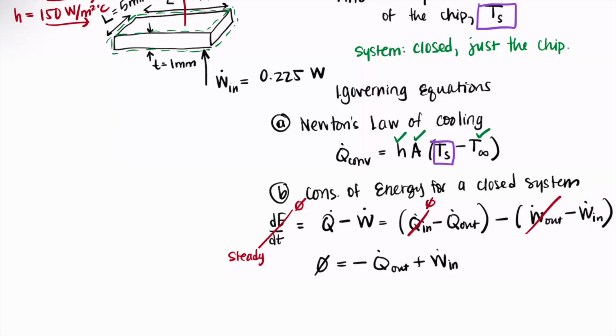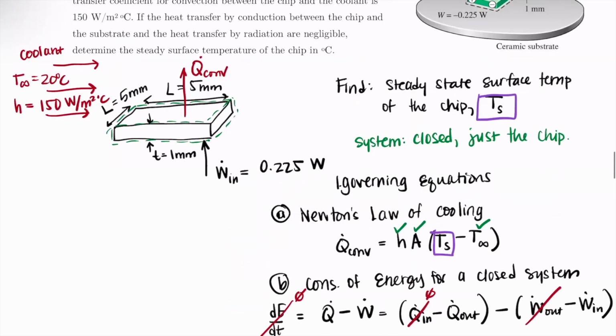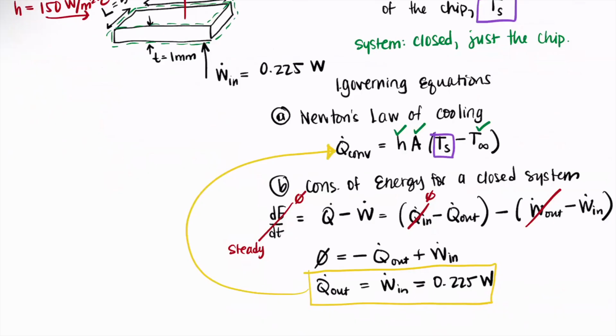All right. So we know that Q dot out is equal to W dot in. Right? Okay, great. And we know that W dot in is 0.225 watts. So I can take this and substitute it into here, because our Q dot out is just our Q dot for convection. All right, so I'm going to plug that in and I will solve this now for Ts.